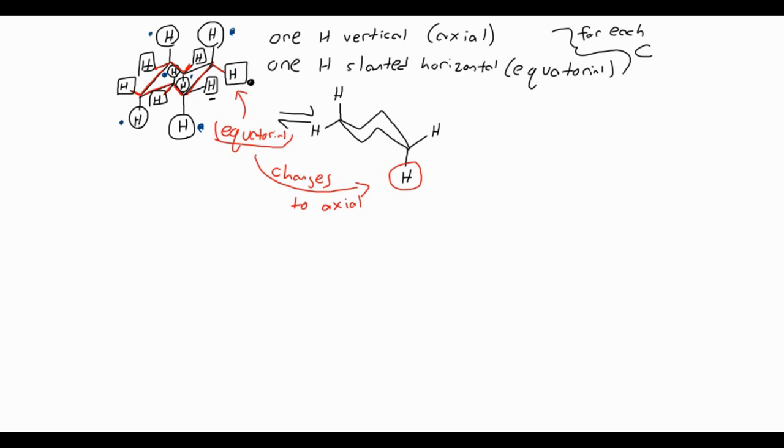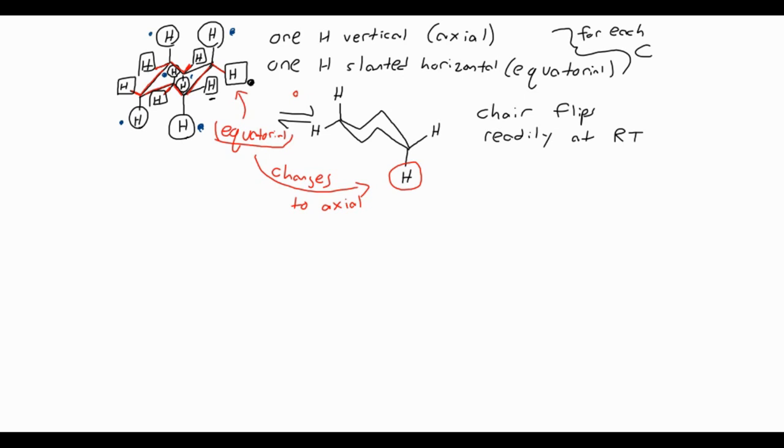So how easy is this equilibrium here? Is one side favored over the other? Well, for cyclohexane with no substituents, we just have all hydrogens, so this chair flipping is going to be incredibly fast at room temperature. So chair flips readily at room temperature, just like rotation around single bonds occurs very quickly at room temperature for other alkanes.